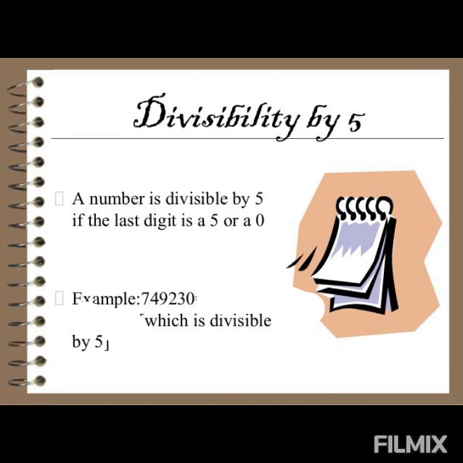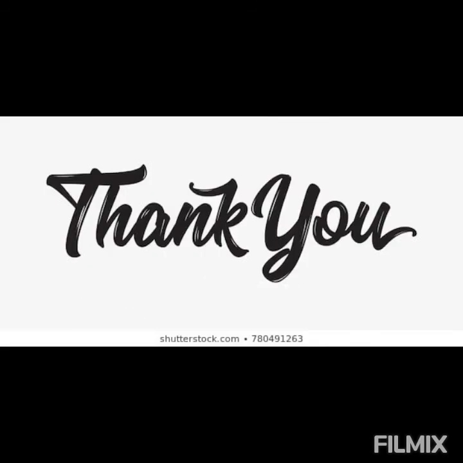So here an example is given: 7,49,230. Here the digit at ones place is 0. It means this number is divisible by 5. If the last digit is 5, then also the number will be divisible by 5.